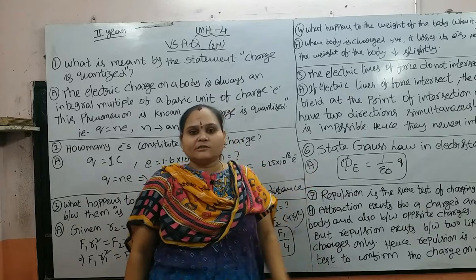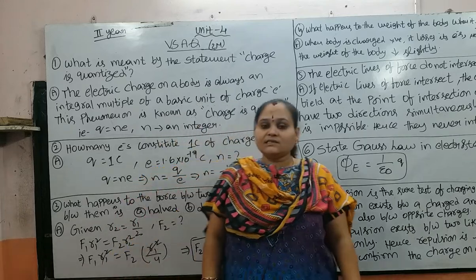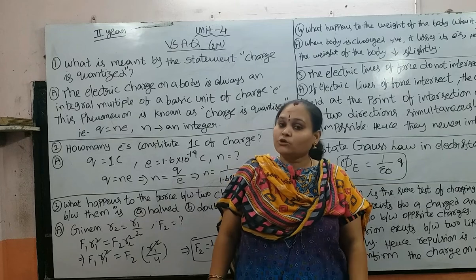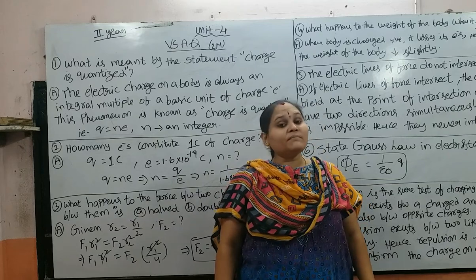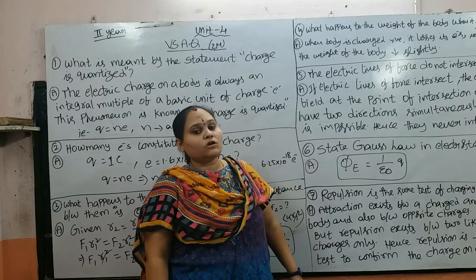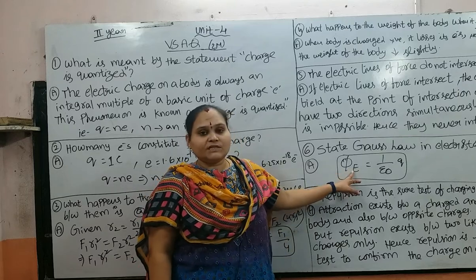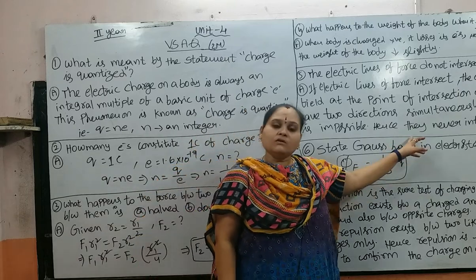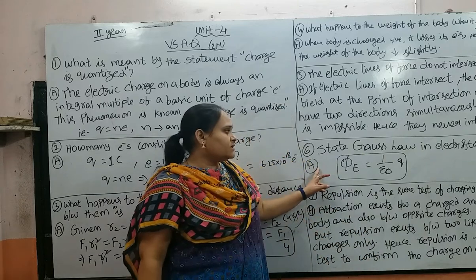State Gauss law in electrostatics. Gauss law states that the total electric flux through a closed surface is equal to 1 by epsilon naught times the charge enclosed in it. So the electric flux phi E will be equal to 1 by epsilon naught into Q. This is the statement of Gauss law.